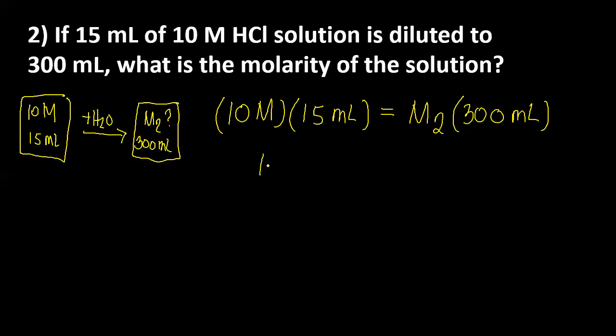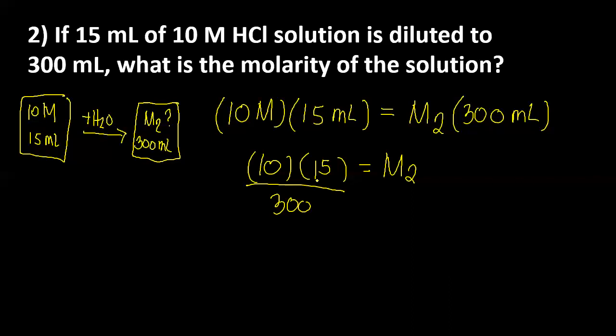But I will not multiply it yet. Okay, so 10 molar, transpose natin. Okay, so 10 molar times 15 over 300 ml equals M2. Okay, so cancel out na yung ml natin. So if you're going to multiply 10 times 15, that's 150. Then divide natin by 300. That will give us an answer of 0.5. So M2 is equal to 0.5 molar. That is M2.